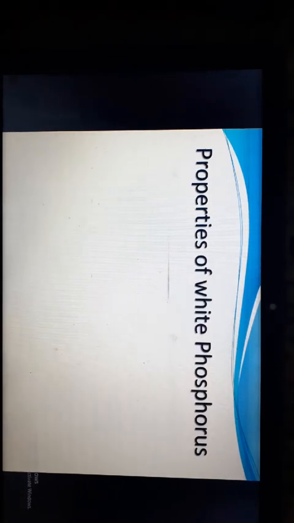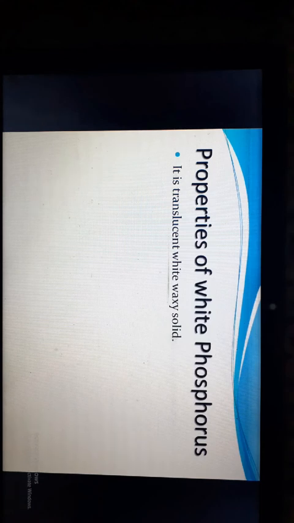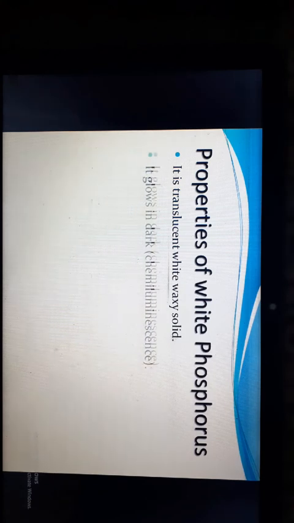Next we are going to see the properties of white phosphorus. How does it look? It is translucent, which means it looks like water, transparent. But it has a white color, and it is a waxy solid. If you have seen candles, when we burn the candle and the wax melts, that is wax. So it is a translucent, white waxy solid.